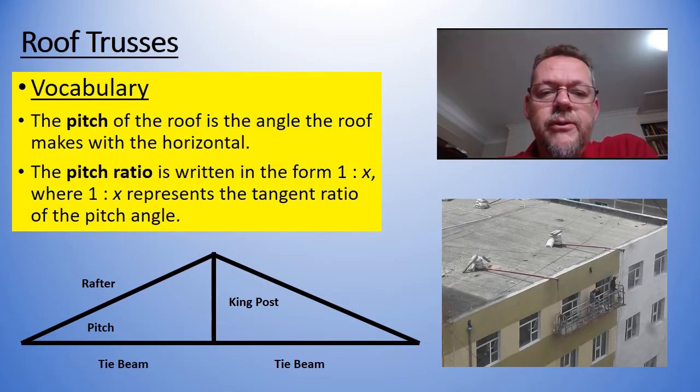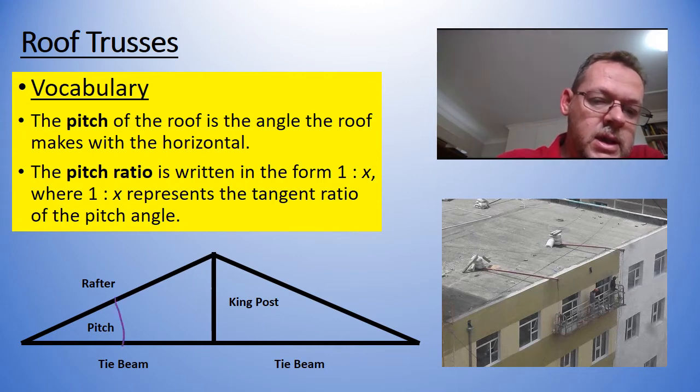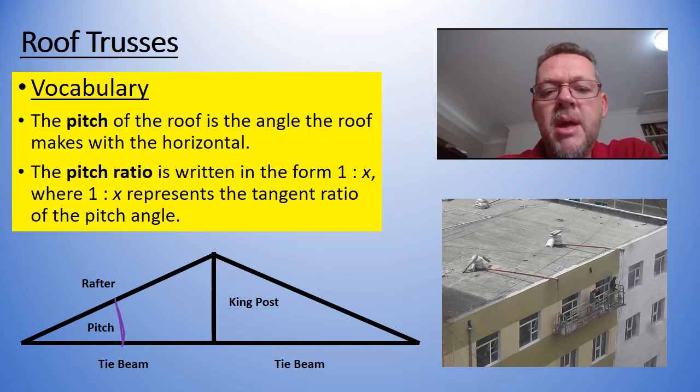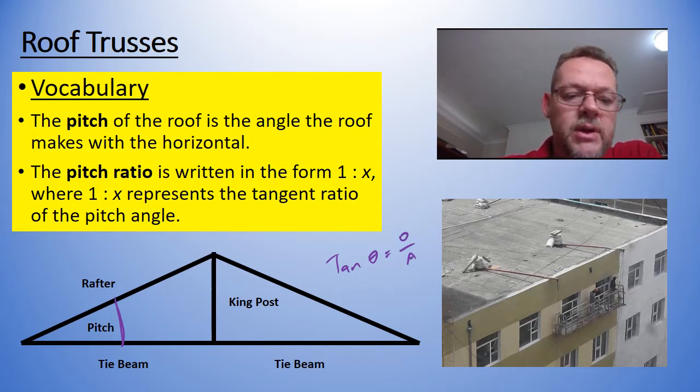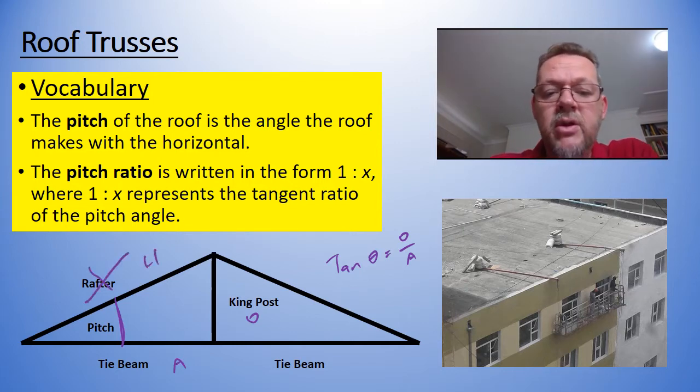So the pitch of the roof is the angle the roof makes with the horizontal. So here's the angle that the roof makes with the horizontal. Now the pitch ratio is written in the form of 1:x. Now x represents the tangent ratio of the pitch angle. So remember, tan theta equals opposite over adjacent. So this is going to be the opposite, this is going to be the adjacent. We're not going to worry about the rafter at the moment because that's the hypotenuse.